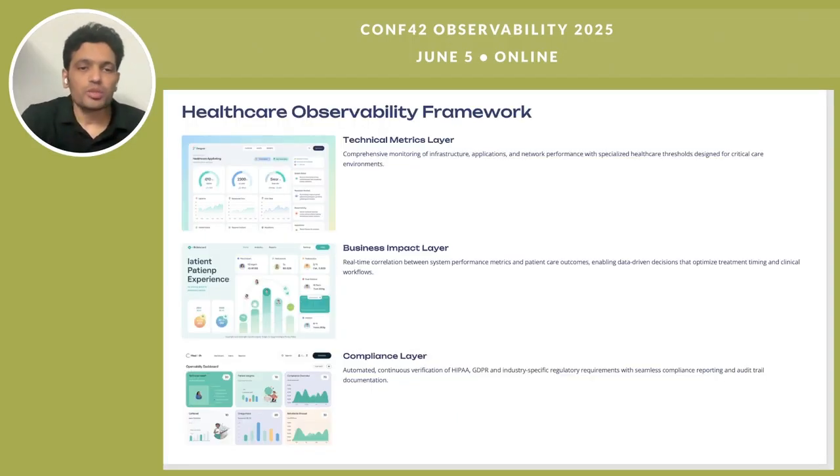Our healthcare observability framework has three layers: the technical metrics layer, monitoring infrastructure, applications, and the network with healthcare specific thresholds for critical care. The business impact layer correlates system performance with patient outcomes, optimizing treatment timing. The compliance layer ensures continuous HIPAA and GDPR compliance with automated reporting. Let's wrap up with the key takeaways.